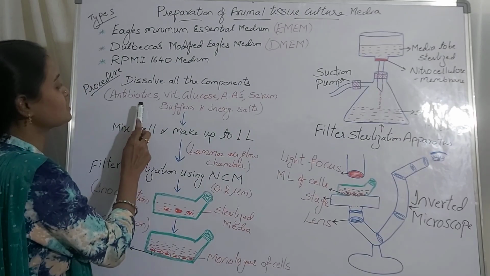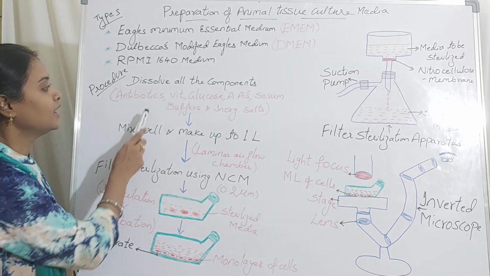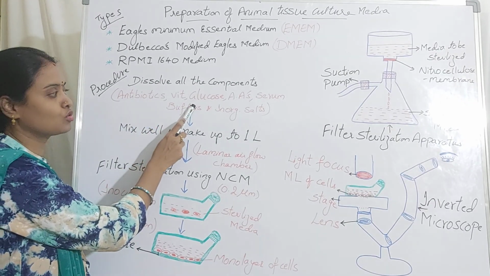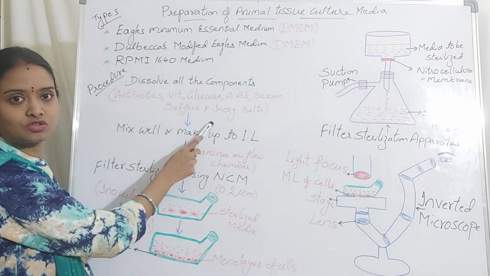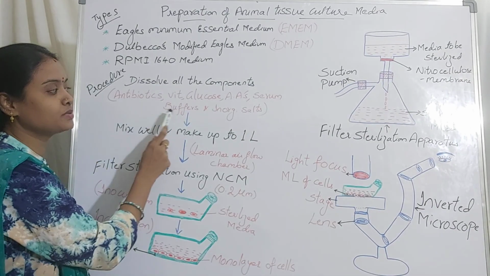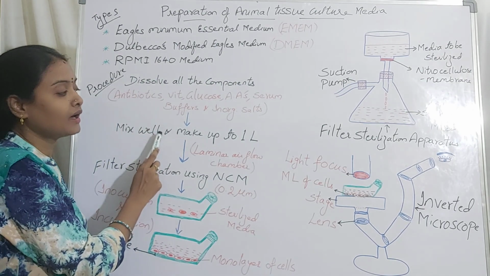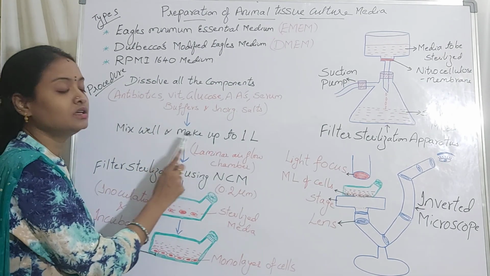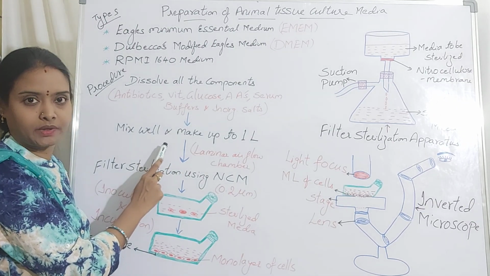Yesterday we saw that the basic or minimal media consists of antibiotics, vitamins, glucose, amino acids, serum, buffers and inorganic salts. All the components must be weighed accurately, dissolved and made up to 1 liter in double distilled water. The water must be autoclaved prior, right?